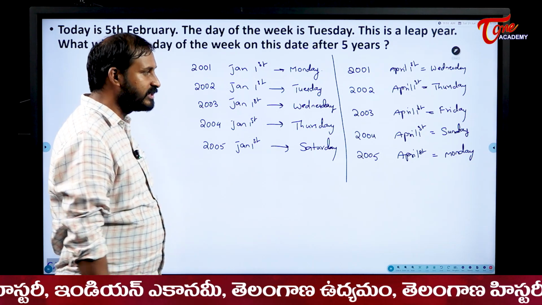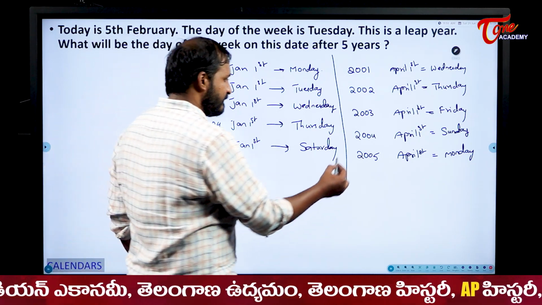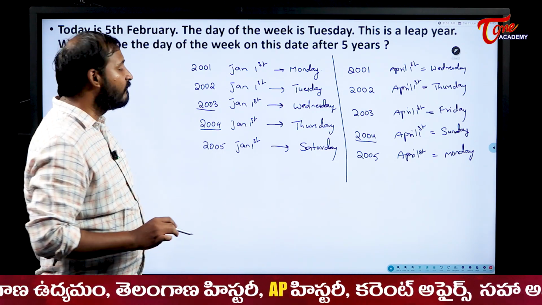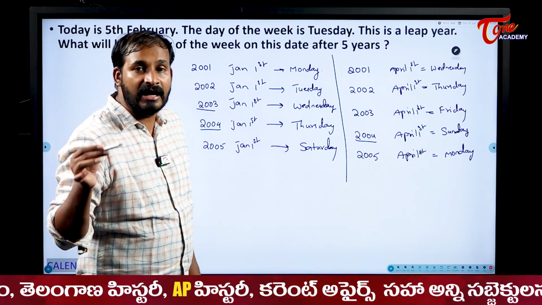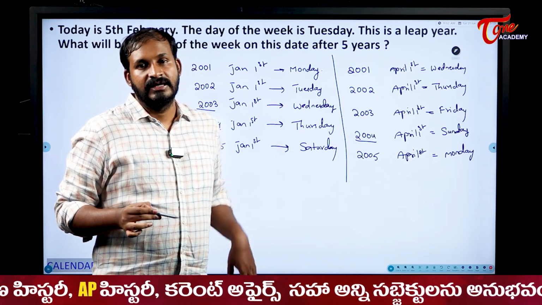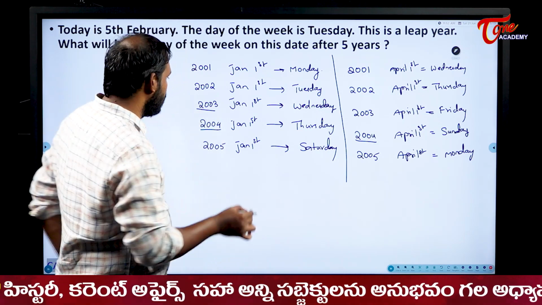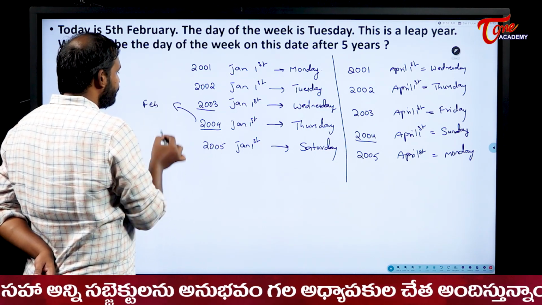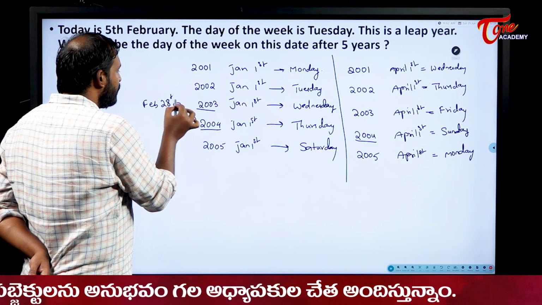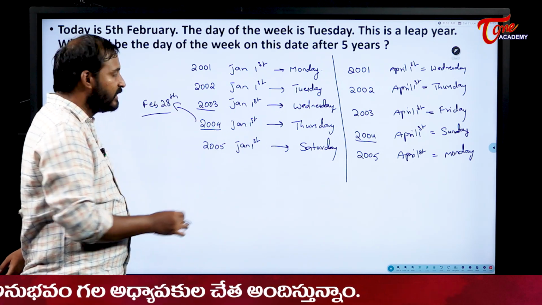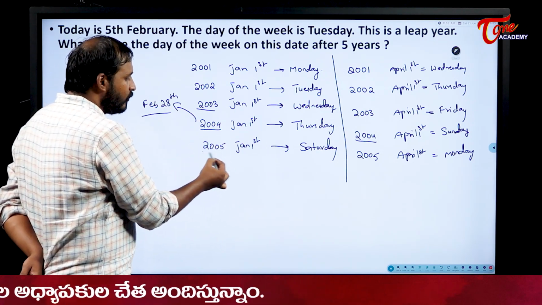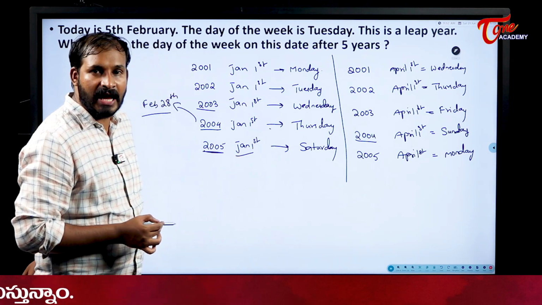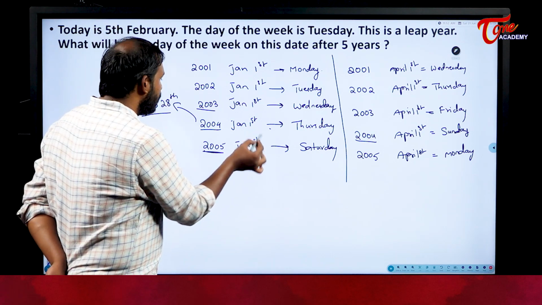Very simple, students. Don't check for the years, whether it is 2004 or 2003. What you need to check is whether you crossed February 28th of a leap year or not. Now please see here. Here it is not before February 28th. So till before February 28th, the jump will be only 1 day. After crossing February 28th to go to 2005 January 1st, a jump of 2 days is happening here.